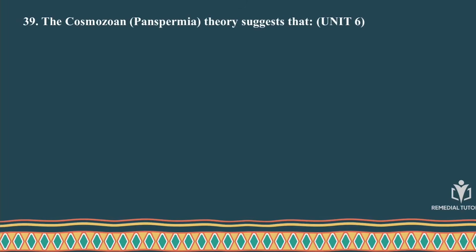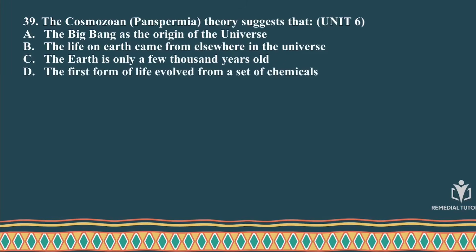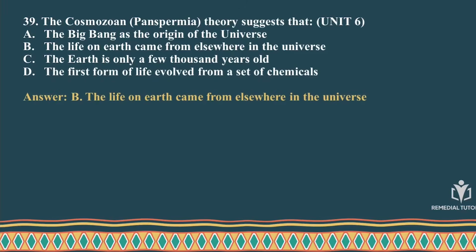39. ለኮስሞዞዋን ወይም ፓንስፐርሚያ ቲዮሪ ምንድነው ሰጀስት የሚያደርገው? A. the Big Bang as the origin of the universe. B. Life on Earth came from elsewhere in the universe. C. The Earth is only a few thousand years. D. The first form of life evolved from a set of chemicals. ፓንስፐርሚያ ቲዮሪ ምንድን ነው የሚለው?